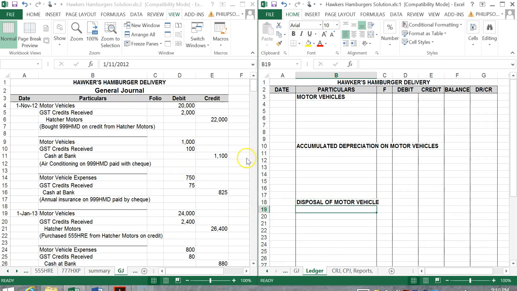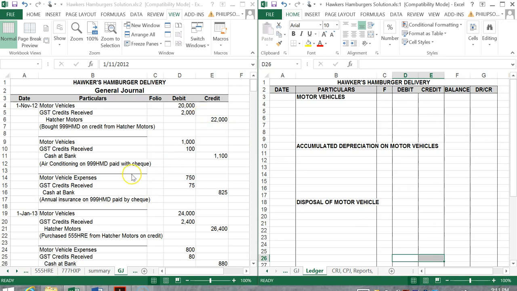Alright, so because we're only journaling to these 3, as I said previously in the tutorial, we're not posting to every single account. So in our ledger, there's no point putting a total at the bottom of our debit and credit columns because it's not going to balance. We're only posting select entries.